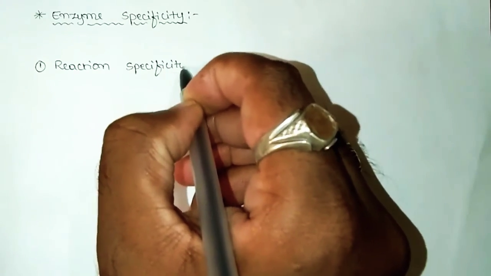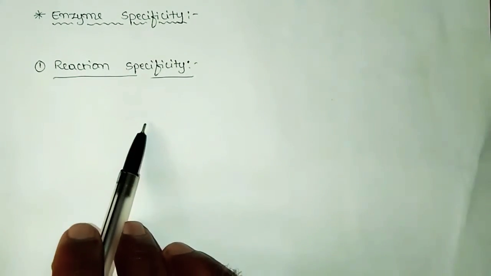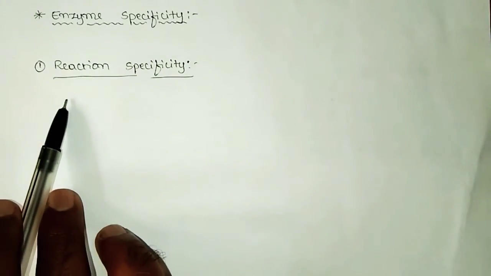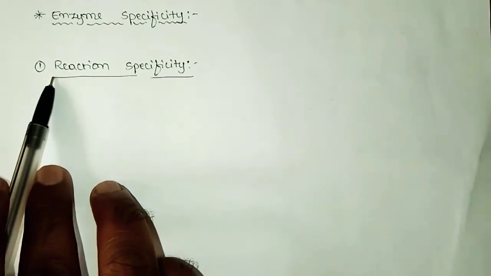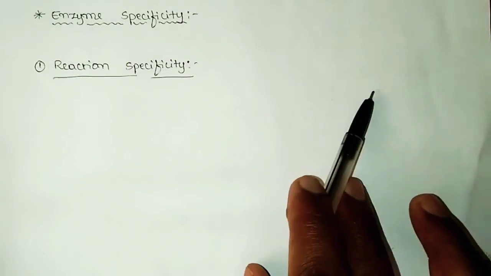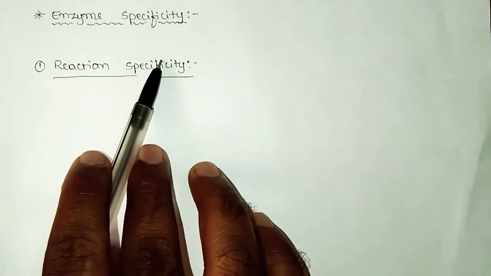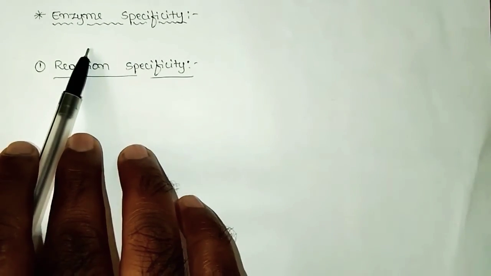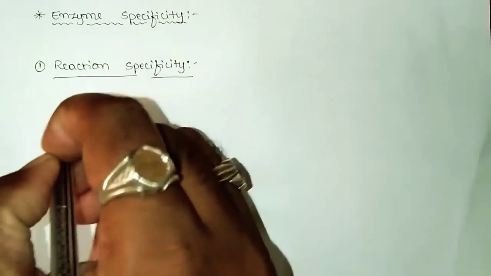Reaction specificity. The name itself tells you that when you have the same substrate molecule but use different enzymes as catalysts, then though we are using the same substrate molecule, the product formation will differ depending upon the nature or type of the enzyme we use for that substrate molecule in order to convert it in the reaction.